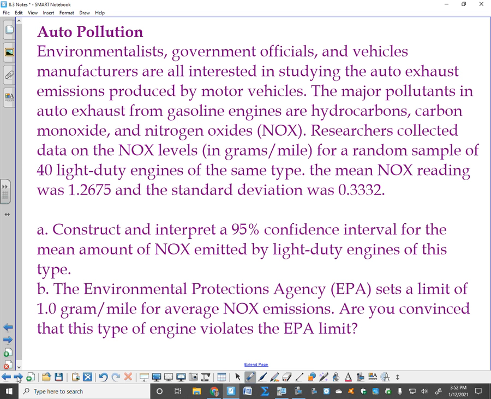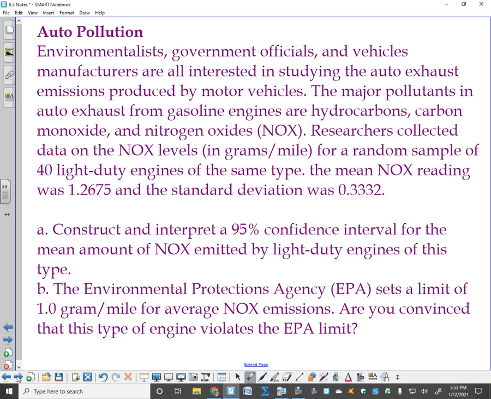Environmentalists, government officials, and vehicle manufacturers are all interested in studying the auto exhaust emissions produced by motor vehicles. The major pollutants in auto exhaust from gasoline engines are hydrocarbons, carbon monoxide, and nitrogen oxides or NOx. Researchers collected data on the NOx levels in grams per mile for a random sample of 40 light-duty engines of the same type. The mean NOx reading was 1.2675 and the standard deviation was 0.3332.